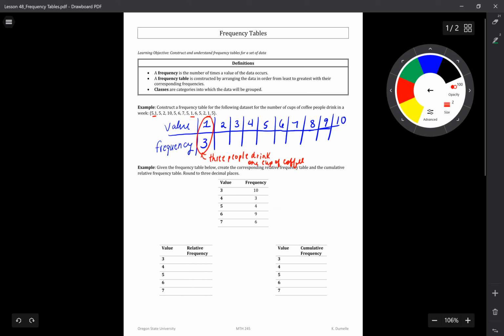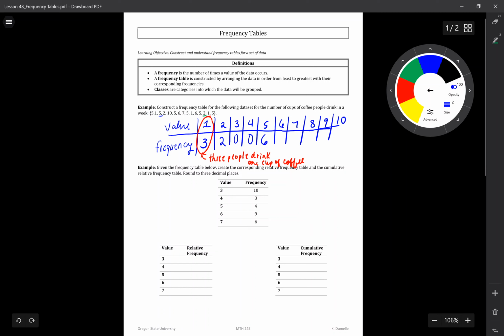Okay, what about 2? How many people drink 2 cups of coffee? Well, I have 1, 2, 2s. It looks like I don't have any 3s. That means that nobody drinks 3 cups of coffee. I also don't have any 4s. How many 5s do I have? I have 1, 2, 3, 4, 5, 6. So 6 people drink 5 cups of coffee.